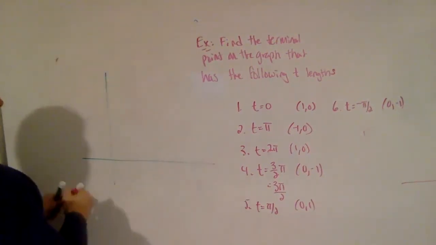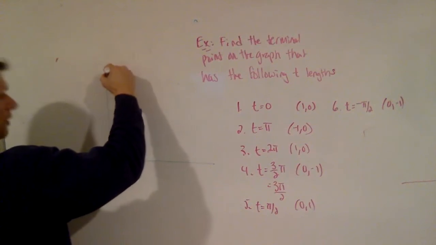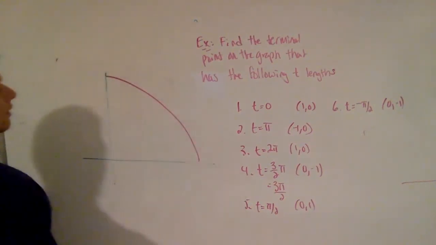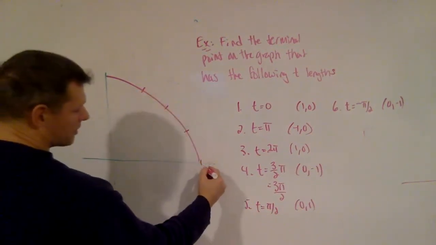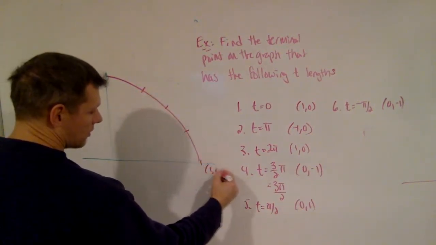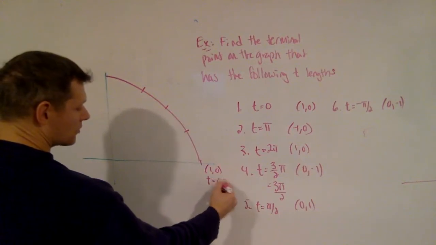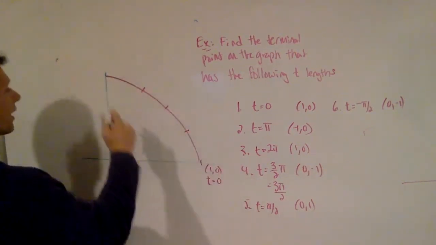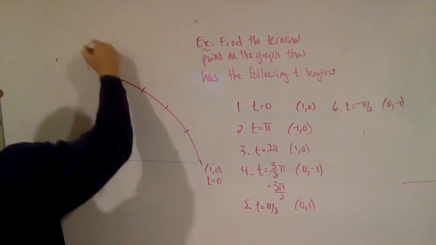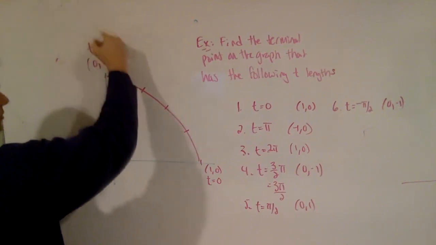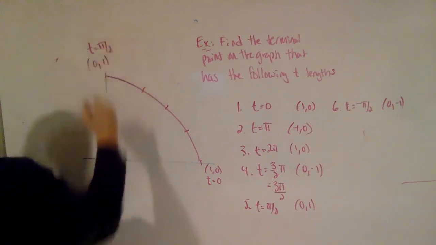Okay. Here's a larger quadrant 1. And I've got 3 other positions. So this is the point (1, 0). T equals 0, or T equals 2 pi, same thing. And this is the point (0, 1), and this is T equals pi over 2.